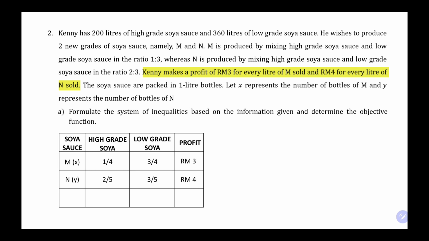And we also have total. From the first sentence, Kenny has 200 liters of high-grade soya and 360 liters of low-grade soya. This one refers to total: high-grade soya 200 and low-grade soya 360. We put information in the table to make it easy for you to state the system of inequalities and objective function. Okay, from this table, we can find the system of inequalities.